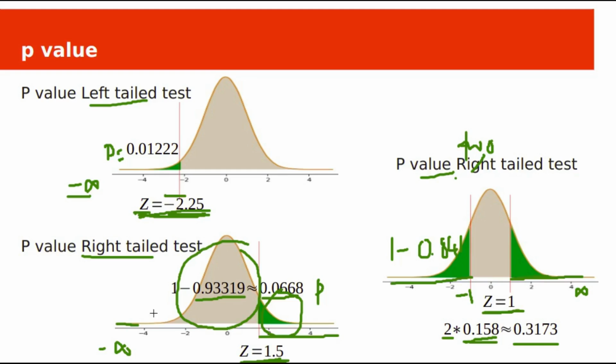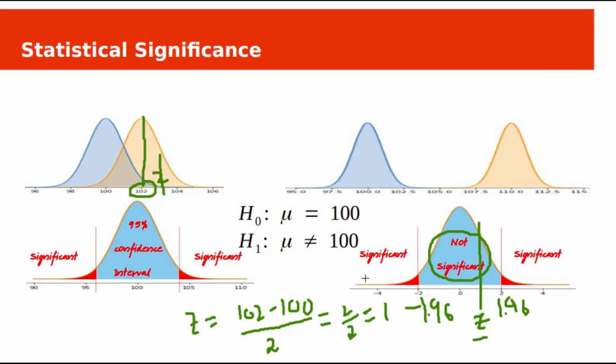For left tail test, you can take the cumulative probability directly. For right tail test, you take the cumulative probability from minus infinity up to this Z value, and you have to subtract it from 1. You will get the p-value for right tail test. And for two-tail test, take the probability in any one of the tails and multiply it by 2. You will get the p-value for two-tail test. Now let's check whether we can reject this null hypothesis or not based on p-value.